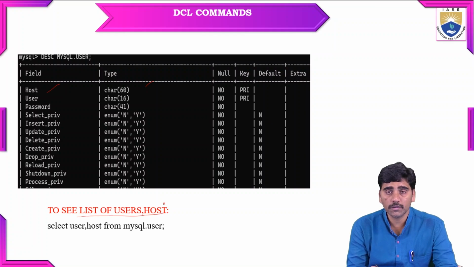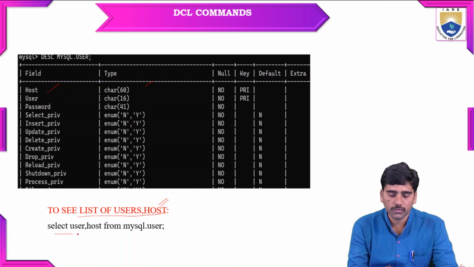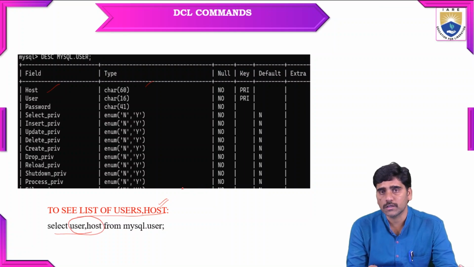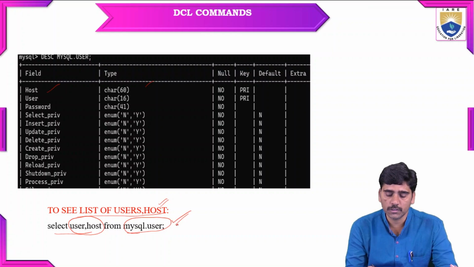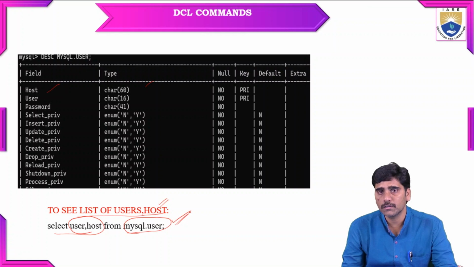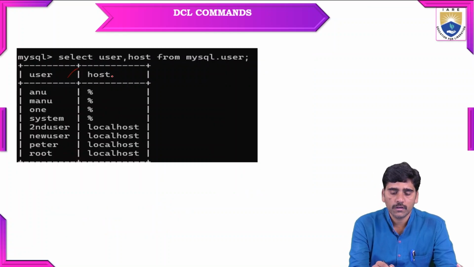And to see the list of users and hosts, we can select user, host, both we need to select. SELECT user, host FROM mysql.user. That indicates that it displays user and host, both from mysql.user. So here it checks user and host.